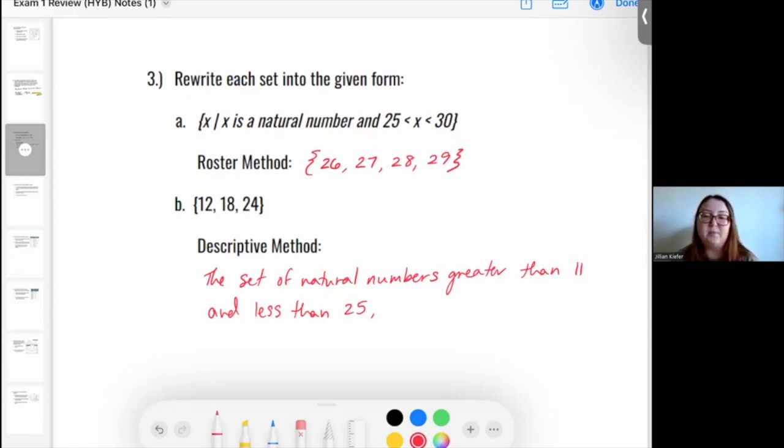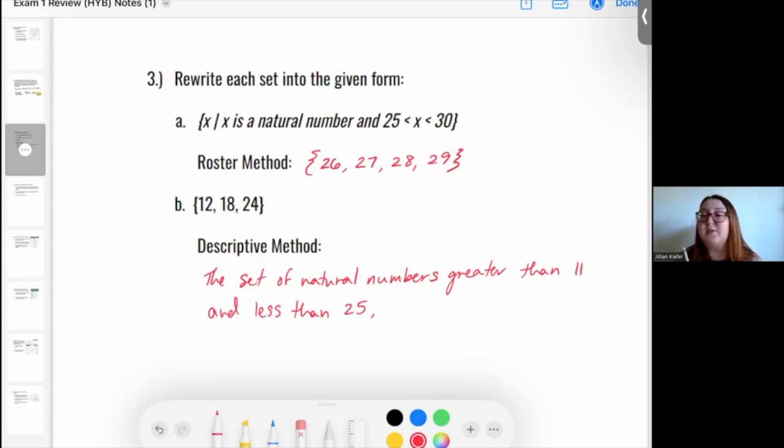And there's one last thing, because if we just say the set of natural numbers greater than 11 and less than 25, that'll be 12, 13, 14, 15, 16, all the way up to 24. And we don't have that. We have 12, 18, and 24. So we want to think of one more description of these numbers that would allow us to really set up this set. And if we notice, 12, 18, 24, those are all divisible by 6. 6 times 2 is 12, 6 times 3 is 18, 6 times 4 is 24. So that'll be our last description there.